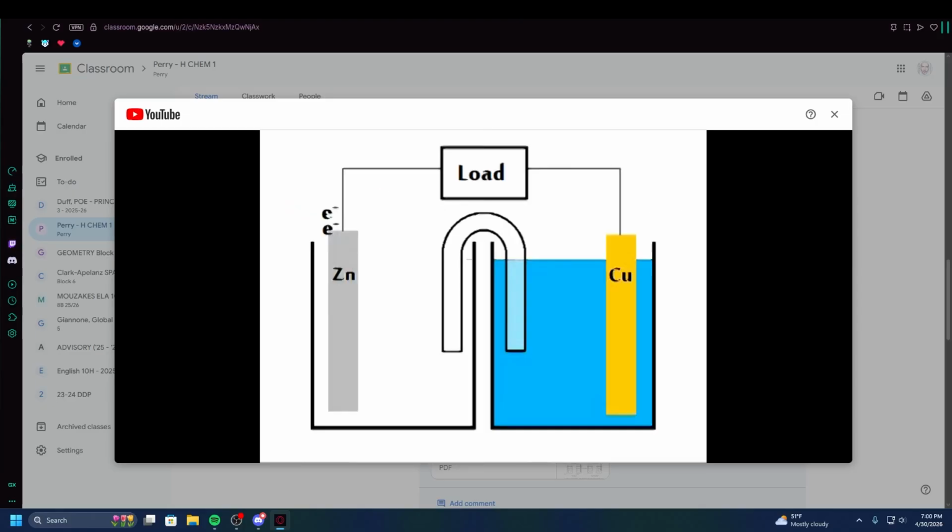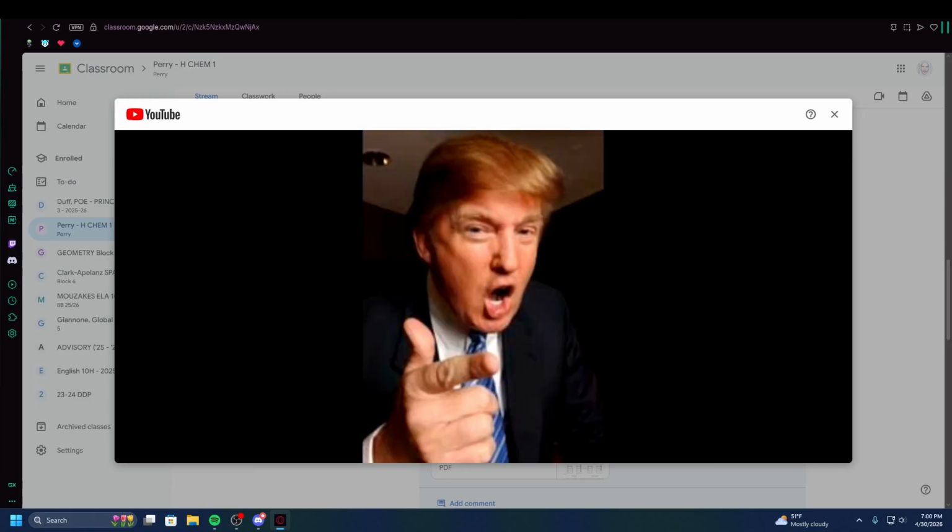Electrons are lost there and go through the wire and through the load on fire.